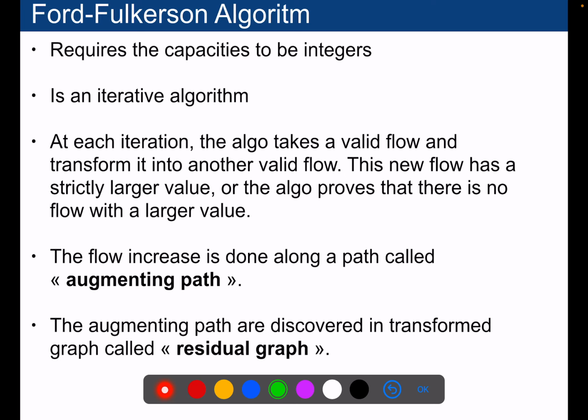It requires the capacities to be integers. It's an iterative algorithm. At each iteration, the algorithm takes a valid flow and transforms it into another valid flow that is improved by at least 1 unit of flow. This new flow has a strictly larger value, which proves that the algorithm will converge towards a maximum flow. The flow increase is done along a path called the augmenting path, and the augmenting paths are discovered in a transformed graph called the residual graph. That's the summary of the Ford Fulkerson algorithm.